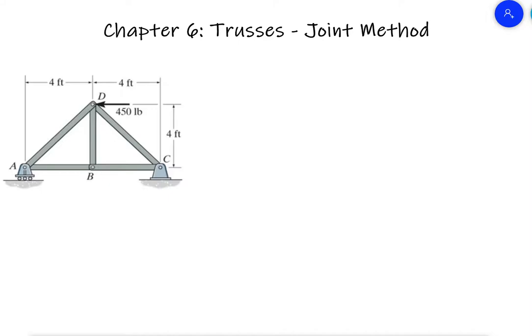Okay, this is the first example for the chapter truss, and we use the joint method. The first thing you need to do for a truss is check for zero force members. When I ask you the question on the online quiz, the answer could be there is no zero force member, there is one, there is two, there is three. Anything is possible. So if we look at this one, is there any zero force member?